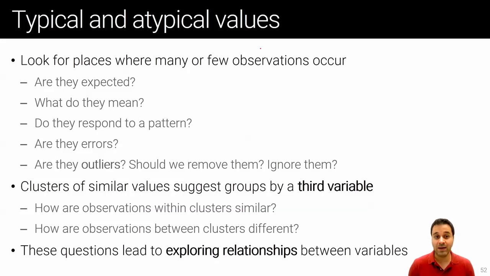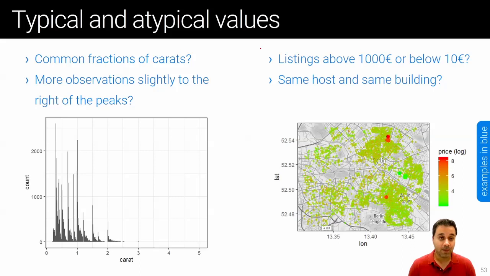So these are questions that lead to exploring relationships between the variables. So we might hypothesize that there is this other variable that is responsible for this organization of the observations in the scatter plot. Then we go in that direction and start looking for new relationships or patterns that might be able to explain what we are seeing in the data. We're going to see how to do that later when we talk about more than two variables at the same time. But let's see. So here on the left, we have a histogram of the diamond carats.